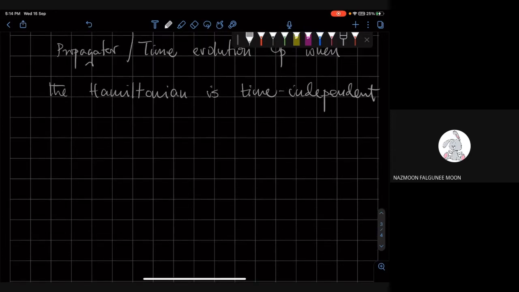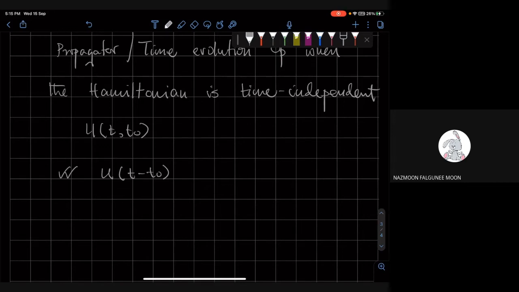So we have written the time evolution operators as U(t, t0). When the Hamiltonian is time independent, then it becomes a function of t minus t0. That is, it only depends on the difference in time. Okay, so we want to find out the explicit form of this operator when the Hamiltonian is time independent.